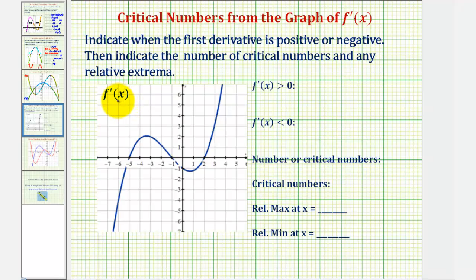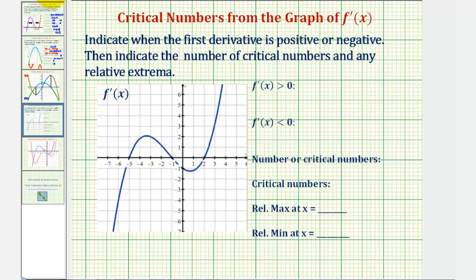We're given the graph of the first derivative function and asked to indicate when the first derivative is positive or negative, then indicate the number of critical numbers and any relative extrema. So again, it's important to recognize that this is the graph of the derivative function, not f of x. But when we finish answering these questions, we will compare f of x with f prime of x.